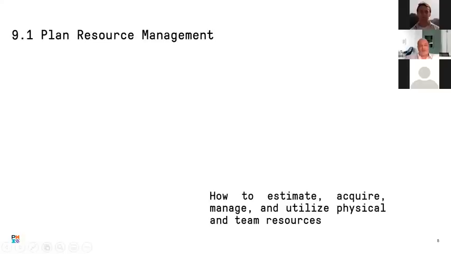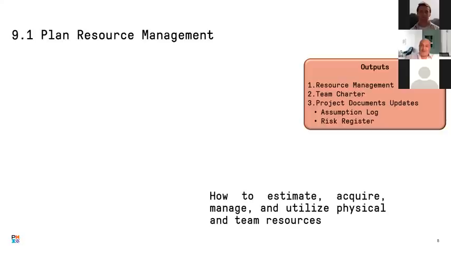The first process we are going to talk about today is Plan Resource Management. This is how to estimate, how to acquire, and how to manage and utilize the physical and team resources. So generally, as we got used to in all the different knowledge areas, Plan Resource Management is talking about how we are going to handle all aspects of resources. The outputs of this process are the resource management plan and the team charter.